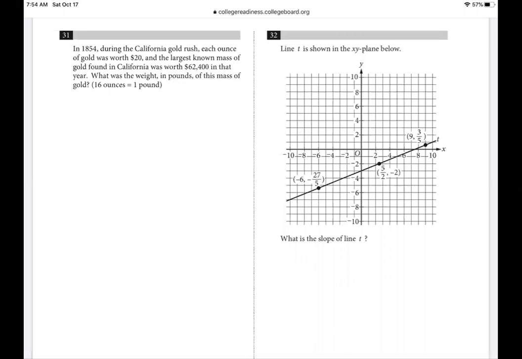This is test number 7, section 4, which you are allowed to use a calculator for. Questions 31 and 32, and these are the non-multiple choice questions where you would grid in your own answers.